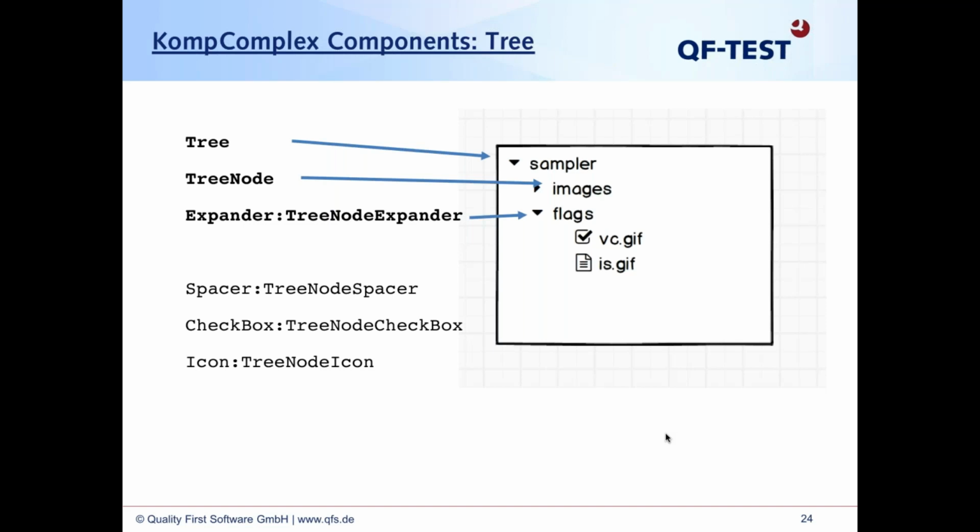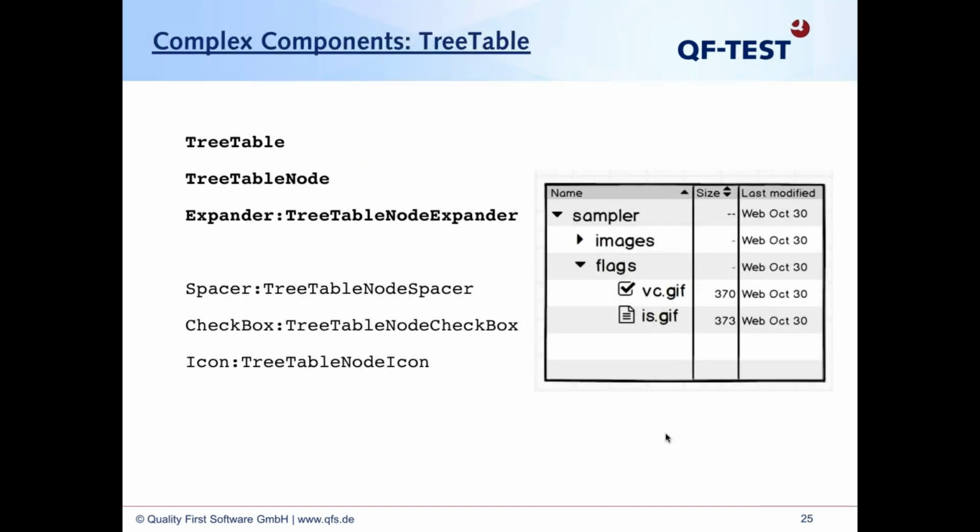And you can combine trees with tables in a tree table. Again, you have the tree table itself, the nodes, and the expander recognition, and the checkboxes and icons you can assign again to teach QF-Test how to interact with that. All of this helps you to customize the view of QF-Test on your application in a way that QF-Test understands the semantics of your web application and knows how to select the correct algorithms to interact with it.